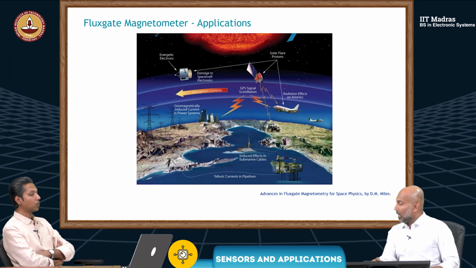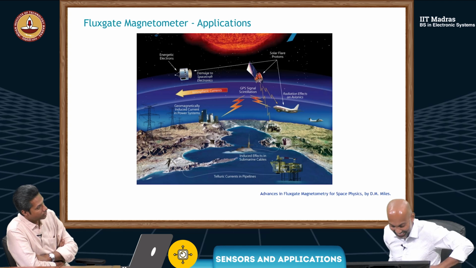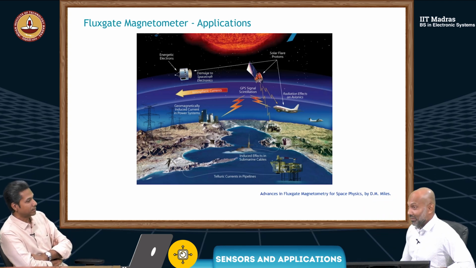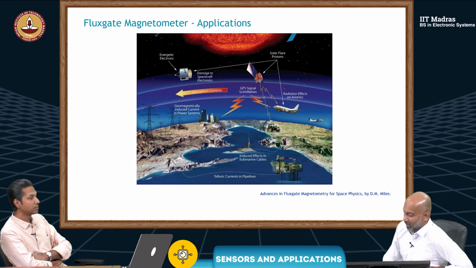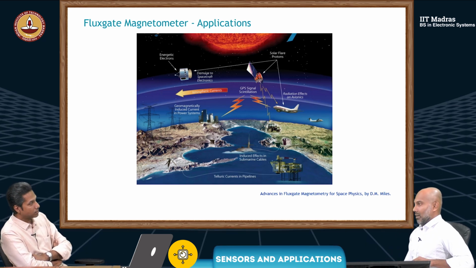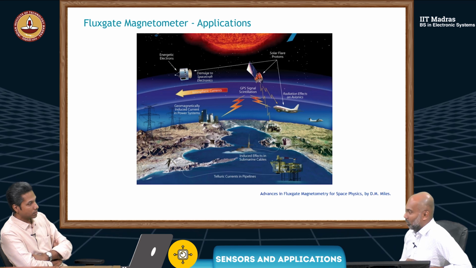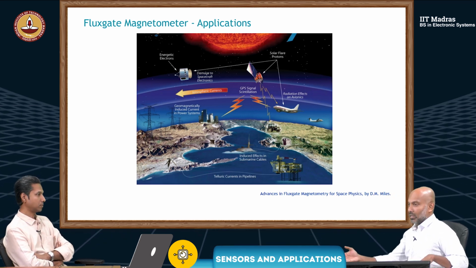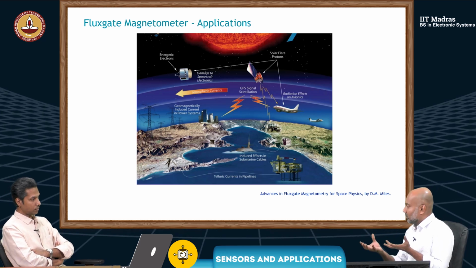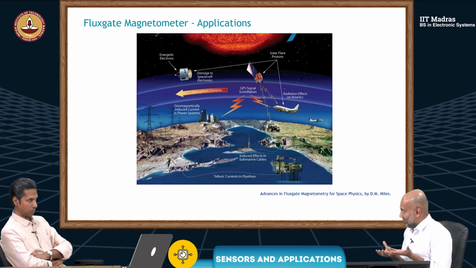So, Bobby. Oh, what's this nice image? I was thinking, when we talked about the applications of surge coil, we talked briefly about space applications, right? In these space applications, the surge coils are basically detecting the magnetic field.